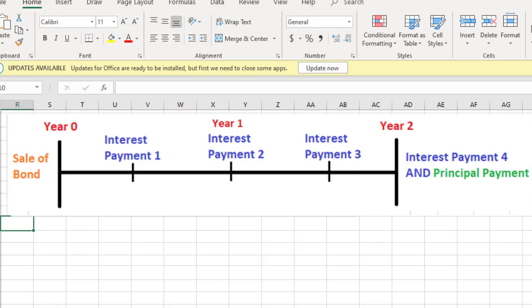Hello! Today we're going to be talking about how to calculate the price of a bond. But before we do that, I want to talk a little bit about how bonds work.